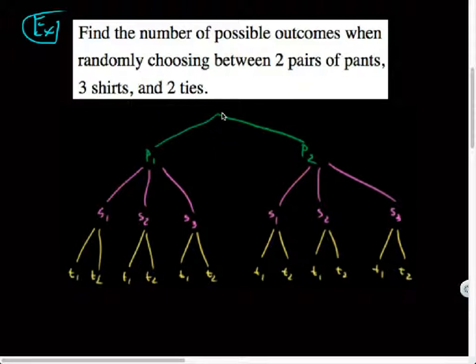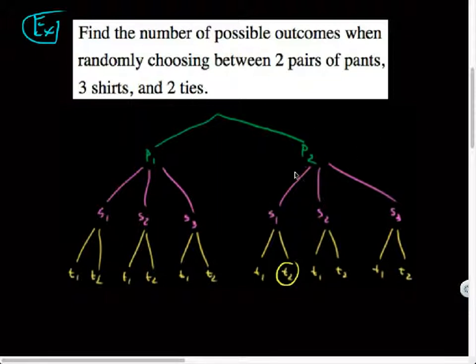And then my next decision is, what shirt am I going to wear? Am I going to wear shirt 1, shirt 2, or shirt 3 if I'd already chosen pants 1? Or shirt 1, shirt 2, or shirt 3 if I'd already chosen pants 2? And after each of those is a third decision: which tie am I going to wear? So those keep branching off. Notice that this endpoint, this node, represents the situation in which I wore pants 1, shirt 2, and tie 1. And this represents when I chose tie 2, shirt 1, and pants 2.